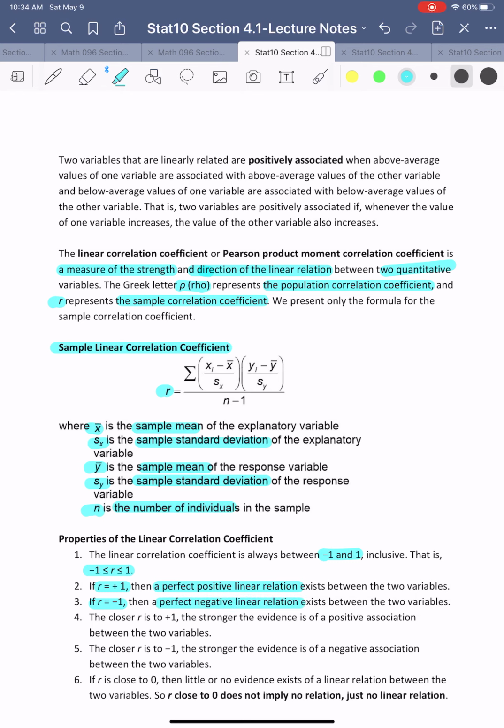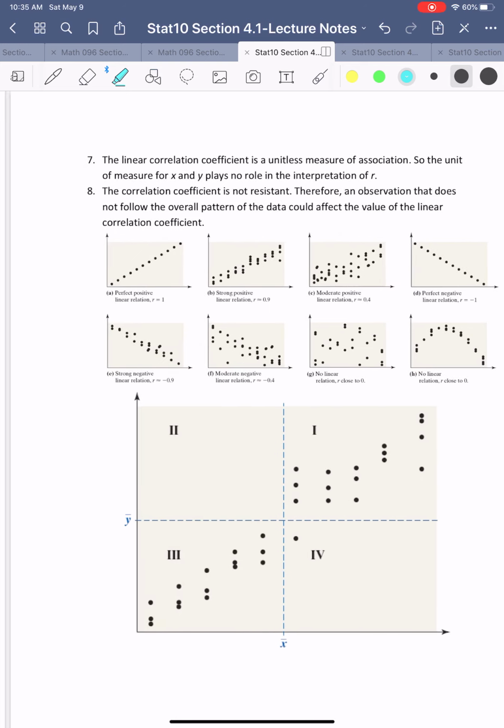And if R is close to 1, that is strong evidence of a positive association between the two variables. R close to -1 is strong evidence of a negative association between the two variables. And if R is close to 0, that means no evidence exists of a linear relation between the two variables. So R close to 0 does not imply no relation, only no linear relation. All right, let's look at the next page.